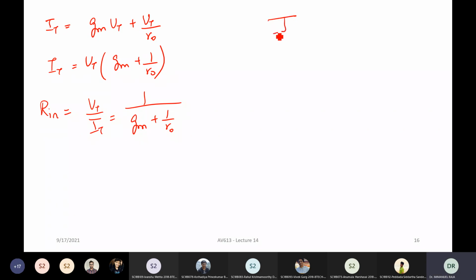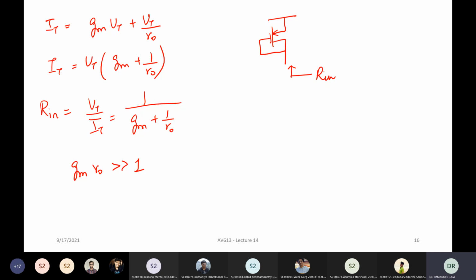So in other words, what you're saying here is, you took one PMOS transistor, you diode connected this transistor, and you are finding out the input impedance when looking from the drain side. Now what are you getting? You're getting 1 over (gm plus 1 by r0). Typically, gm r0 is much greater than 1. gm r0 is the intrinsic gain of the transistor.